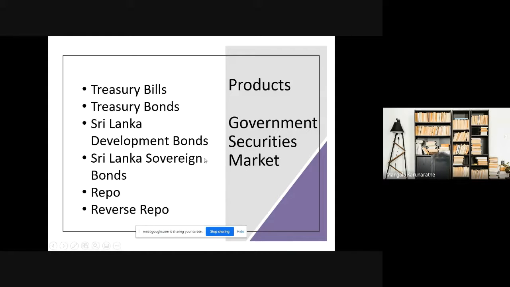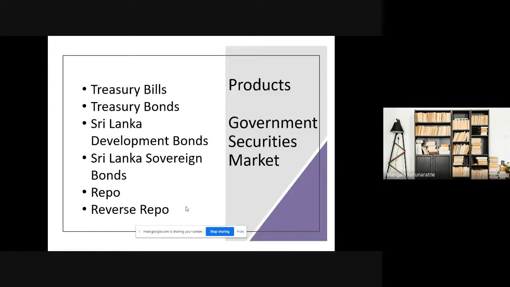So Sri Lanka sovereign bonds, the calculation is the same as treasury bonds. Sri Lanka sovereign bonds are the bonds which are issued outside Sri Lanka and listed in some exchange. So now I will move on to repo and reverse repo, right? Repo and reverse repo are very common in the Sri Lankan market, and most of the customers know.